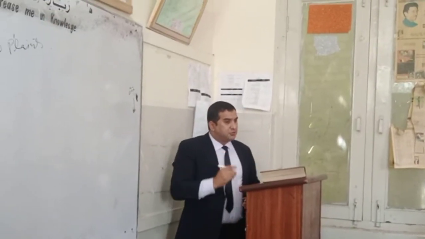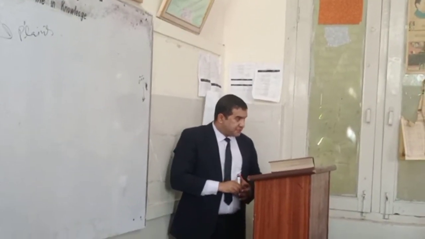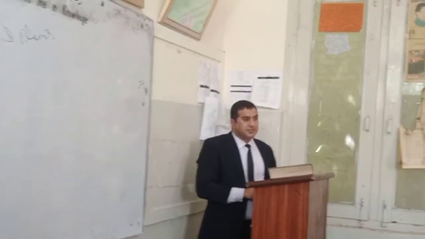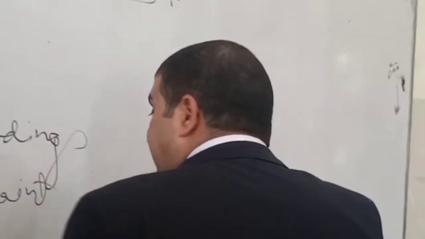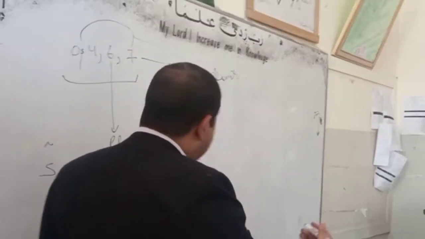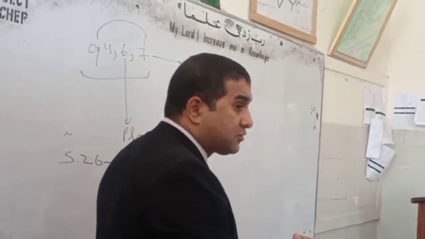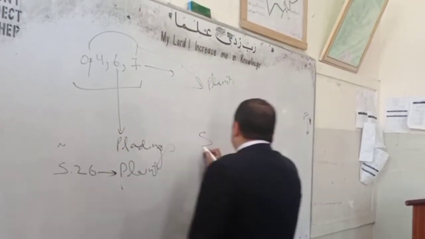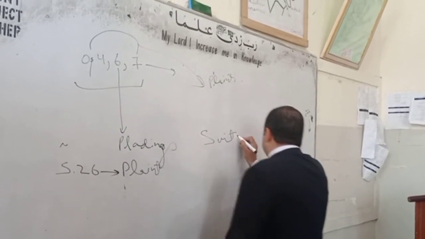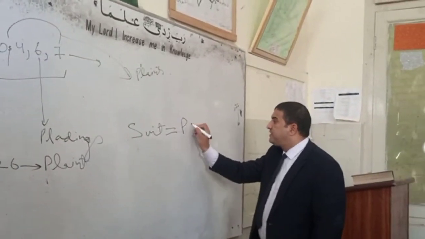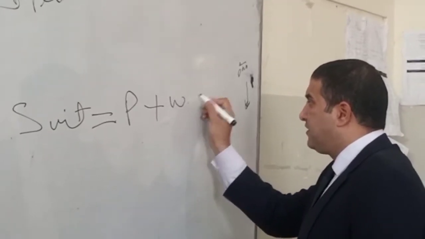Plaint and suit. What is the difference between plaint and suit? Sir, plaint is basically the document which we file in the court, and the whole thing we call suit, the process which initiates the court. The process from the filing of the plaint till conclusion of the trial is known as suit. Suit includes plaint plus written statement.